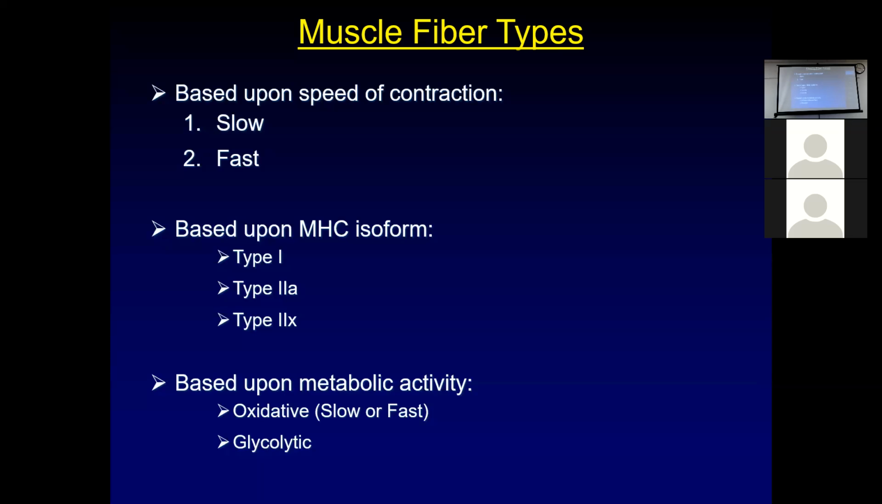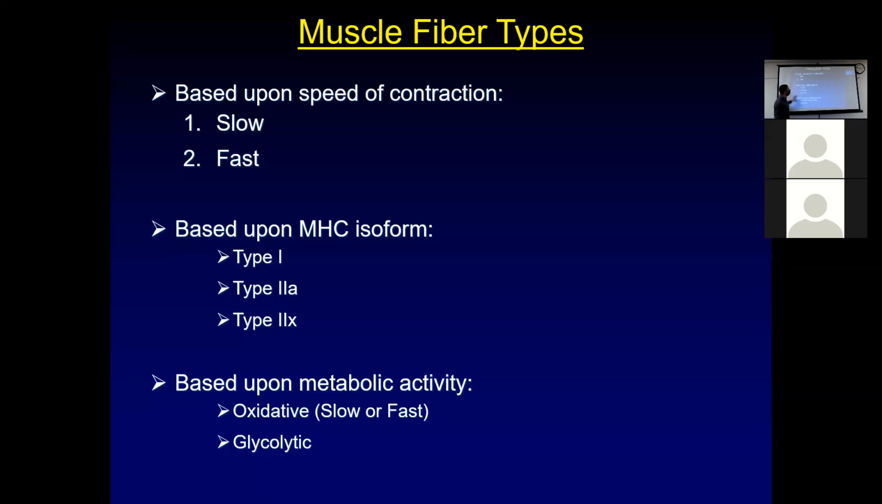Okay? So by looking at, using molecular biochemistry, looking at the myosin heavy chains, they come in different flavors, okay? And so we call the heavy chain type 1, type 2A, or type 2X. There's actually some intermediates that exist between 2A and 2X. There's also a 2B, which tends to occur in animals, okay?